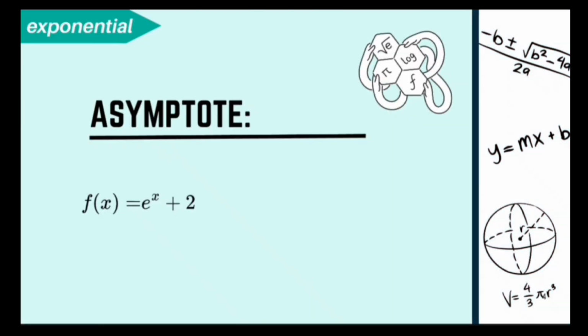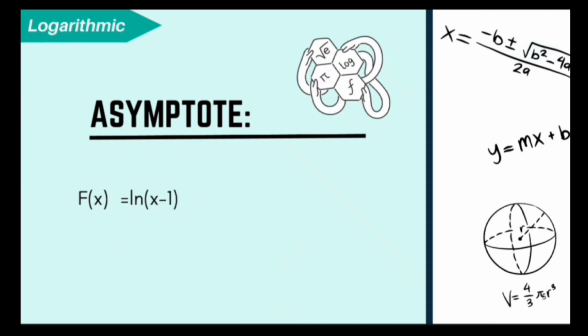For an exponential function, we can just see the constant outside the exponential. So the horizontal asymptote is y equals 2. For a logarithmic function, we can just see the expression inside the logarithm. So in this case, the vertical asymptote is x equals 1.